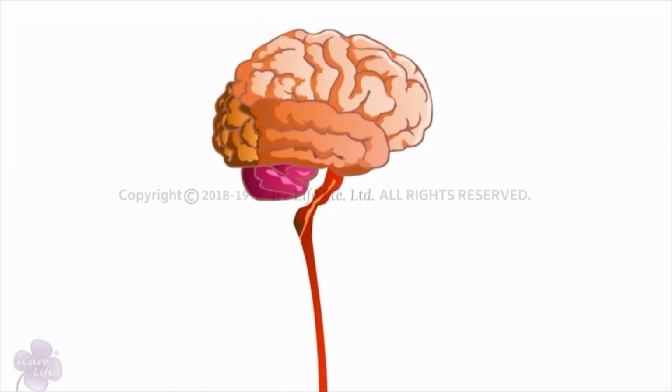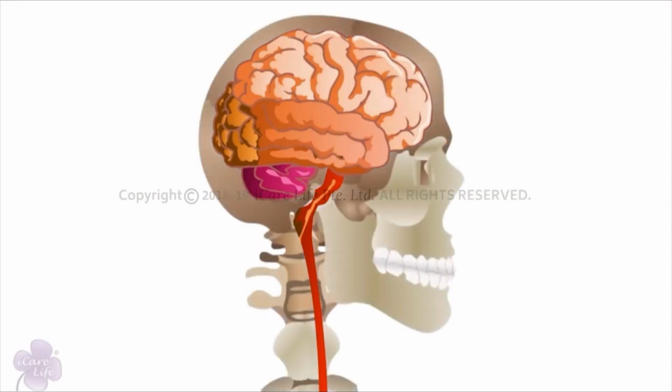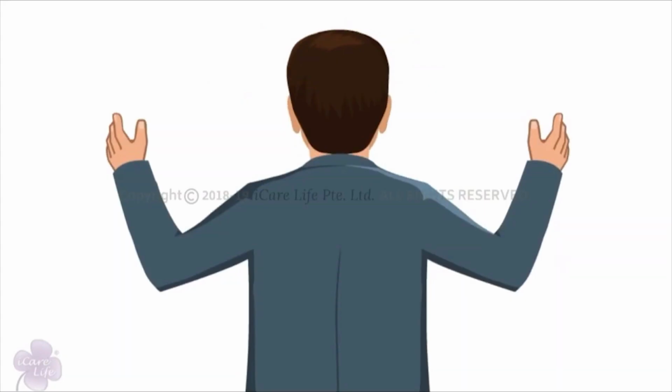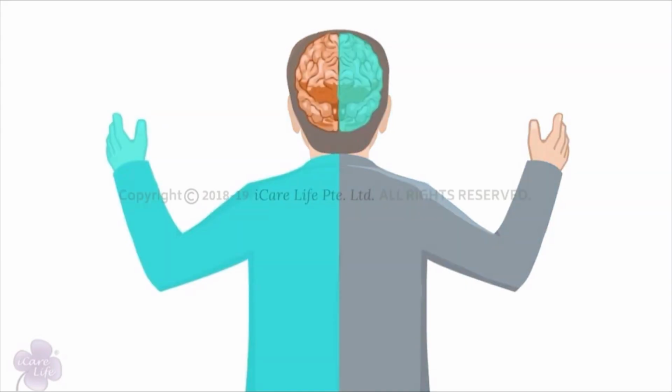Let us now look at the structure of the brain and spinal cord, which make the central nervous system. The brain is mainly made of fat and neurons and is covered by the skull. From the top, the brain can be seen as two halves. The right half controls the left side of the body, and the left half controls the right side of the body.